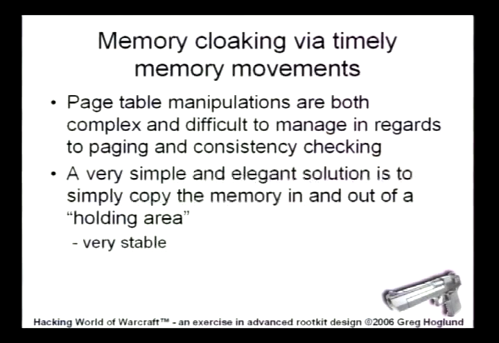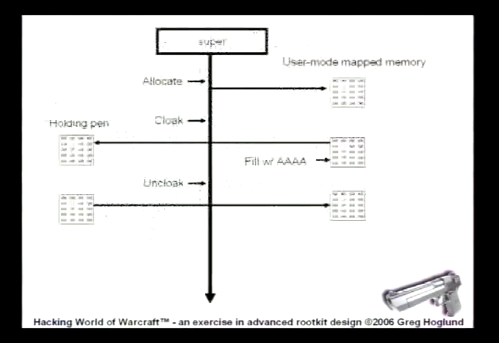This system, this new idea I had, was to simply make a 4K memory in non-paged pool called a holding pen, and when we need to cloak, we overwrite A's all over the memory in user mode, and then when we uncloak, we copy the holding pen over the memory. When we recloak, we copy it back and write the A's back again, so we just move it. And this is very dependable because it doesn't require any changes to the page tables at all.